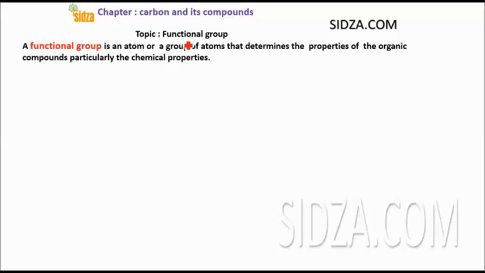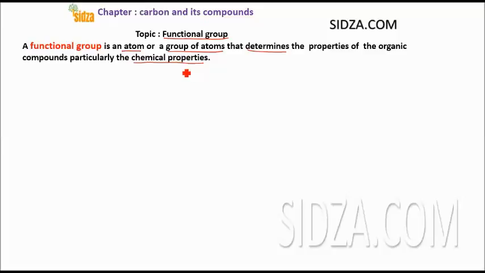Now in this video we will discuss the functional group. What is a functional group and why is it important? A functional group is an atom or a group of atoms that determines the properties of the organic compound, particularly the chemical properties, which means that a functional group is an atom or a group of atoms in a molecule that determines the property. So that means the property of a compound is because of its functional group, right?